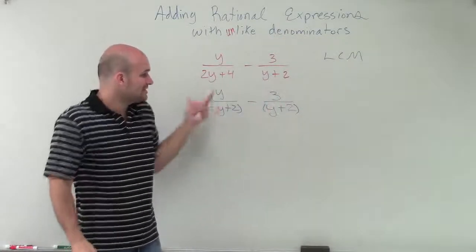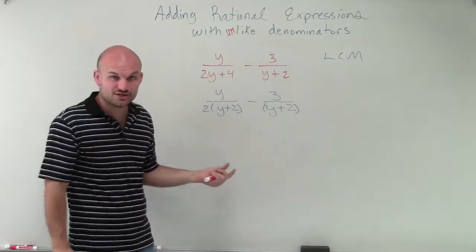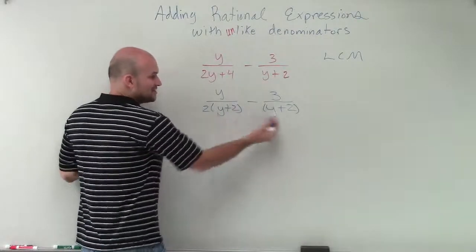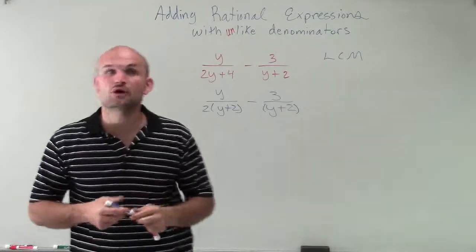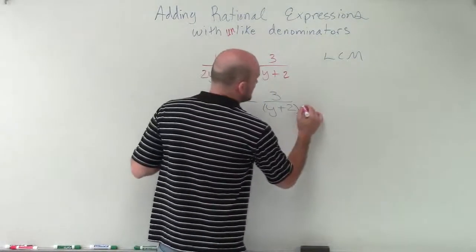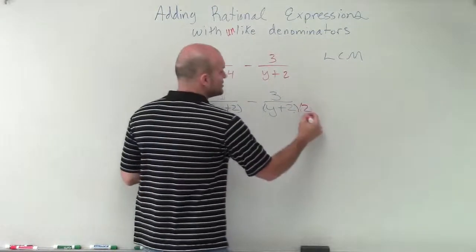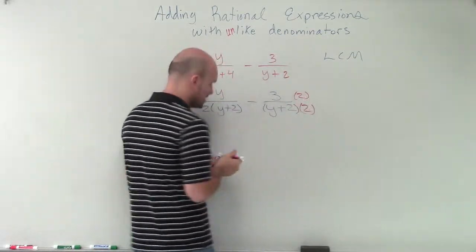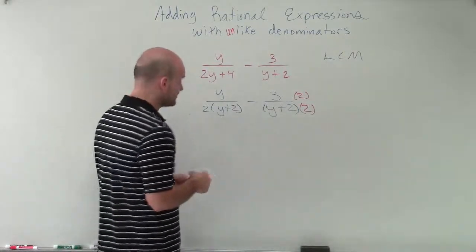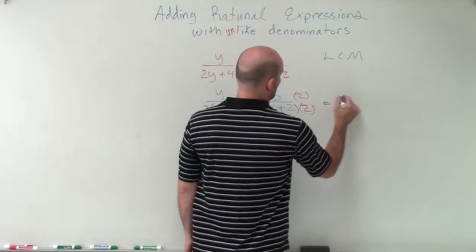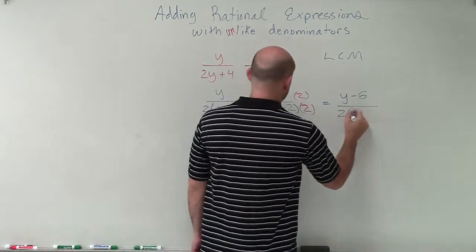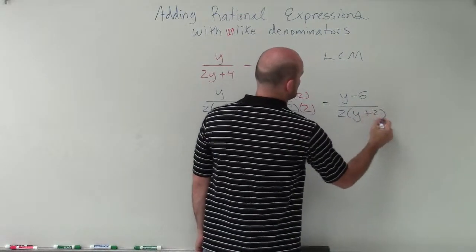You can see that both of these denominators have a y plus 2. The only difference between the two denominators is this one is multiplied by 2 and this one is not. So to apply our operation, this denominator needs to be multiplied by 2 as well. If we multiply our denominator by 2, we need to make sure we multiply our numerator by 2. Therefore, now we can combine them to equal y minus 6 over 2 times y plus 2.